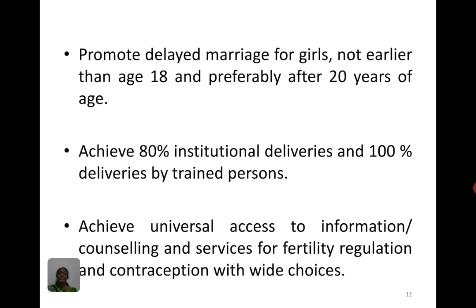Promote delayed marriage for girls, not earlier than age 18 and preferably after 20 years of age. When girls are married at later ages, that means after 18 years of age, till then at least they'll get an opportunity to get education, and once they are educated, they can think of their future and have a bright future ahead.